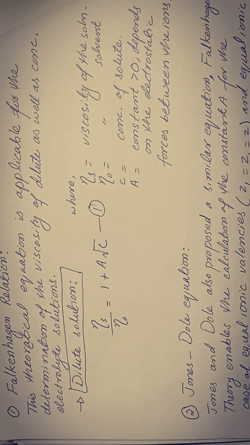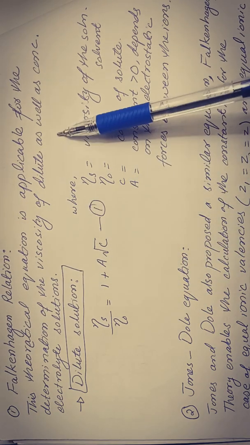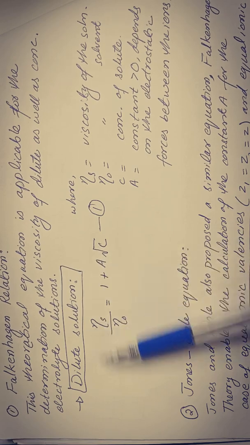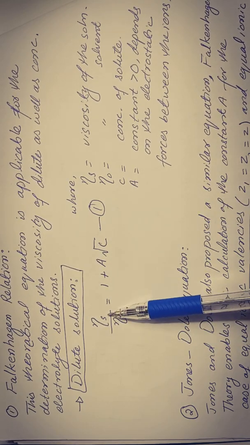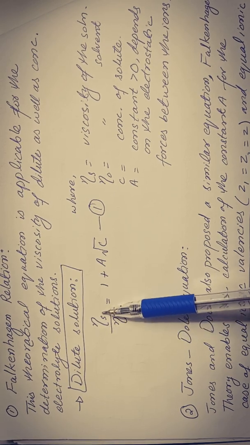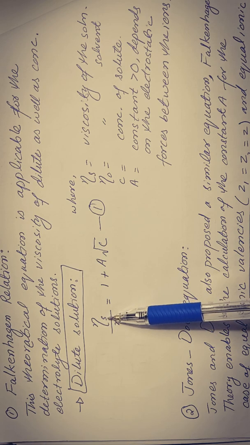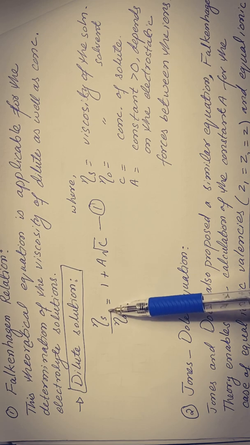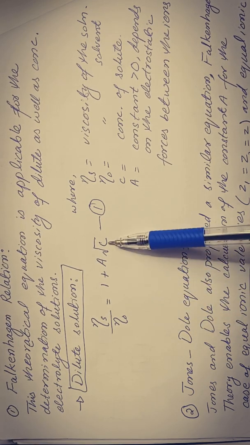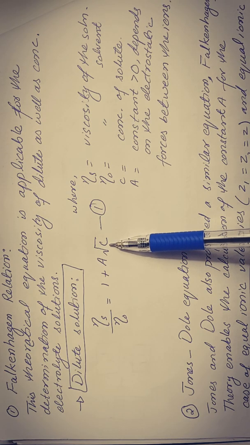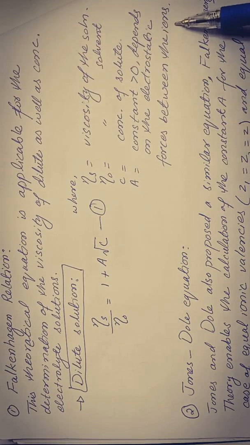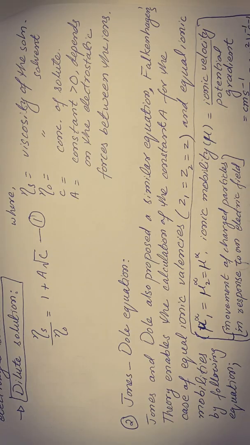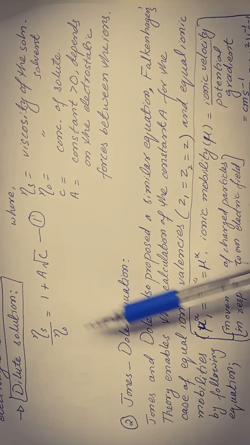The first one is the Falkenhagen relation. This is a theoretical equation applicable for the determination of the viscosity of dilute as well as concentrated electrolyte solutions. For the dilute solution, the relationship is expressed as equation number 1. Here η_S represents the viscosity of the solution, whereas η_0 is the viscosity of the solvent, C is the concentration of the solute, and A is a constant that has a non-zero value and depends on the electrostatic forces between the ions of the solute particles. This equation fits well for dilute solutions.